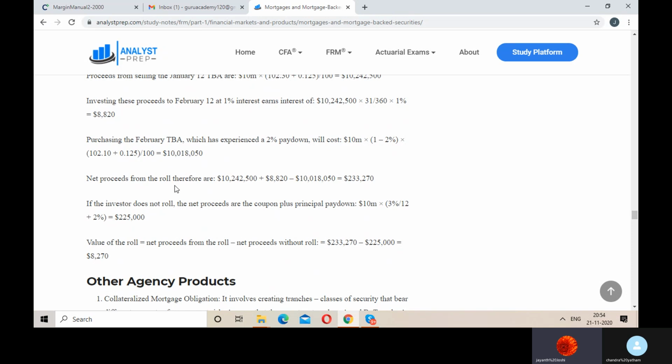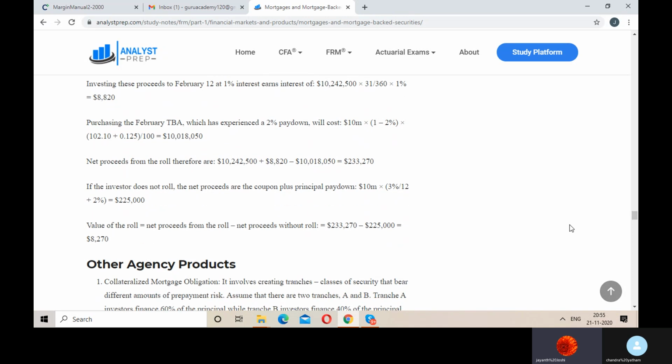Now the net proceeds from the roll, therefore, are this: you have sold it at this, you have got the interest, and now you are purchasing at this. So these two added together, the sale amount at which you sold and the interest you got, which you invested after selling, less the amount at which you purchased. This is the difference coming out.